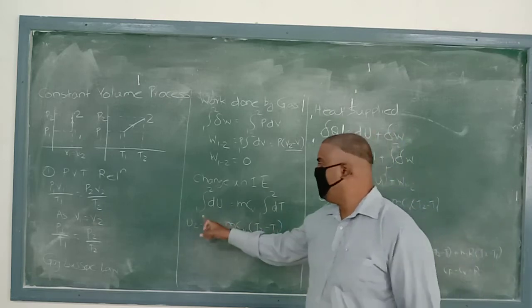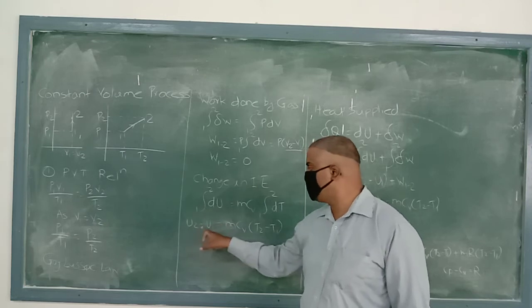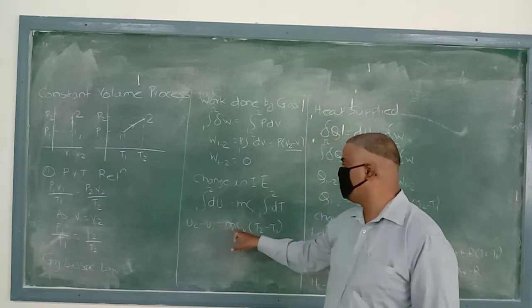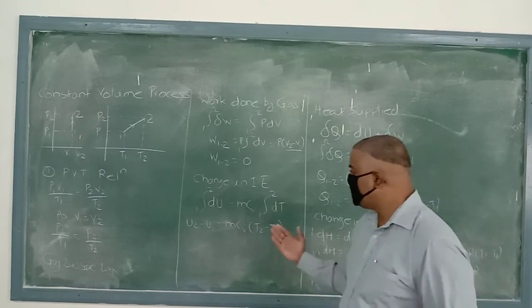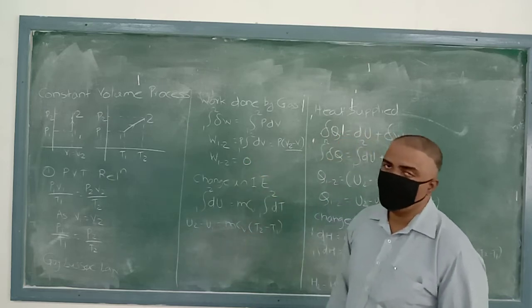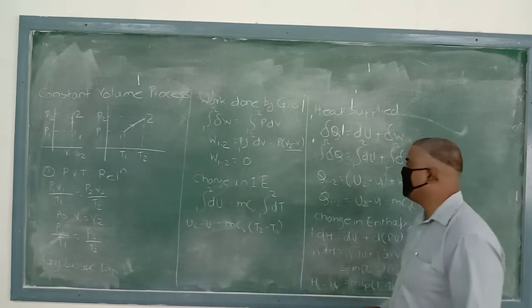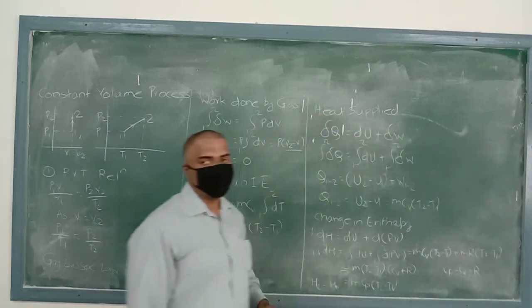So what we get? After taking the integration and putting the limits, we get U2 minus U1 is equal to mCv (T2 minus T1). So this is the change in the internal energy during the constant volume process. Next point, we are going to calculate heat supplied.